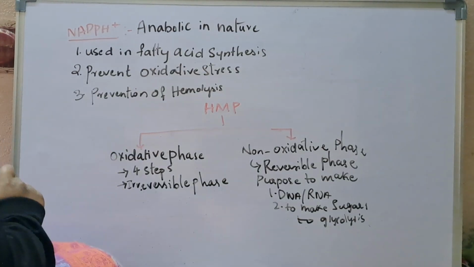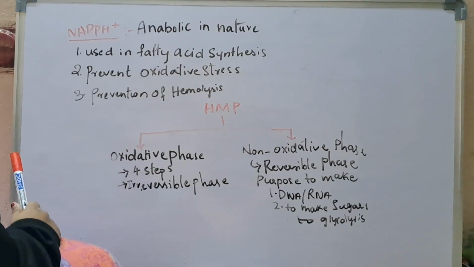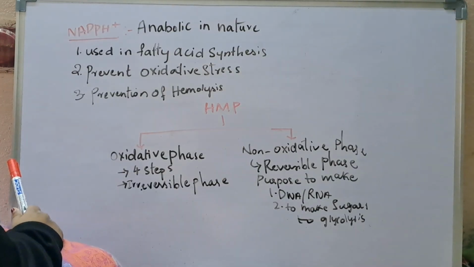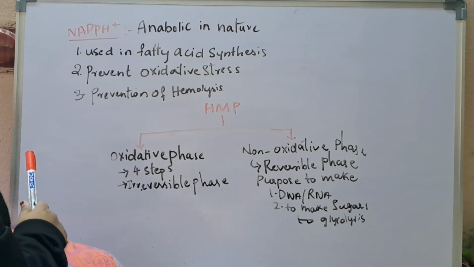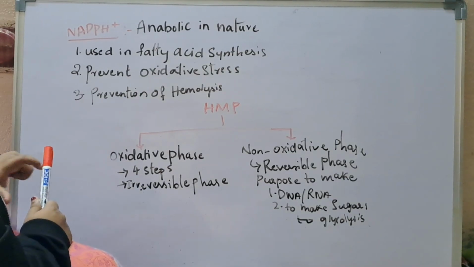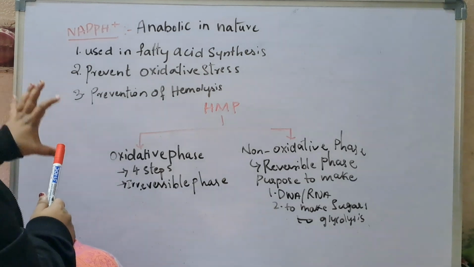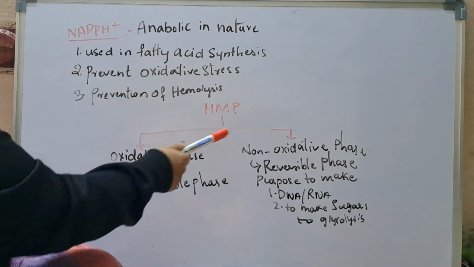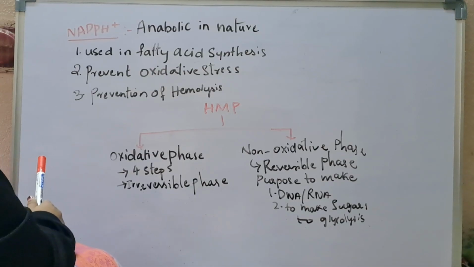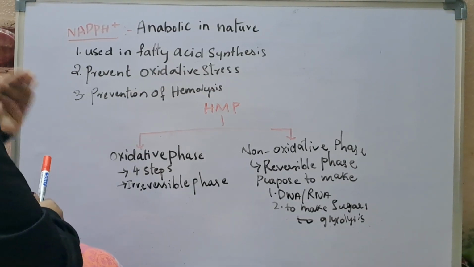Okay, so here in the oxidative phase, glucose 6-phosphate is converted into ribulose 5-phosphate. In between, two phosphates are involved in the conversion, which we will look at while writing the chain of the oxidative phase. And the next one is the non-oxidative phase. What is meant by the non-oxidative phase? It is also known as the reversible phase.